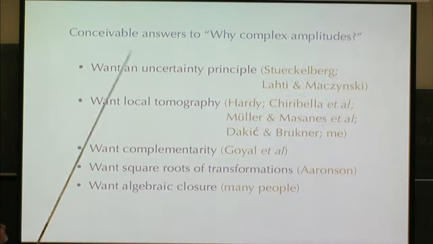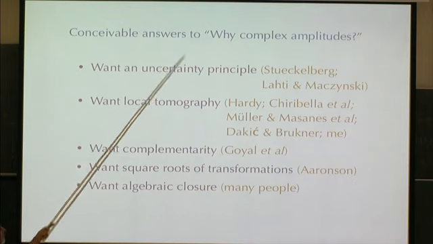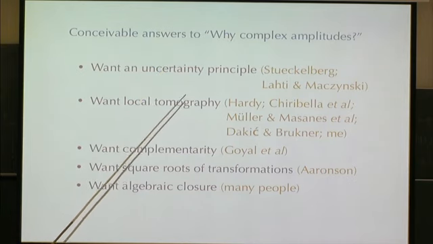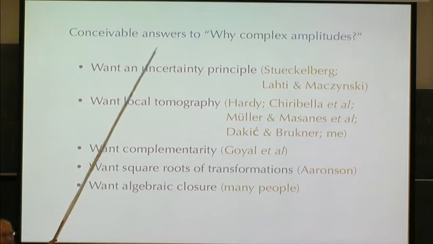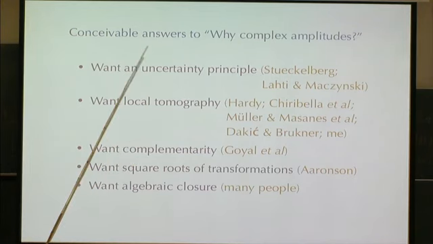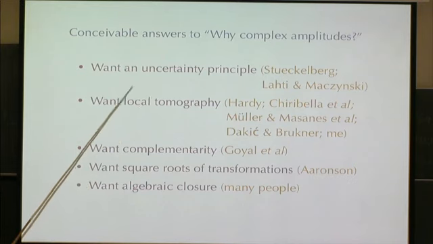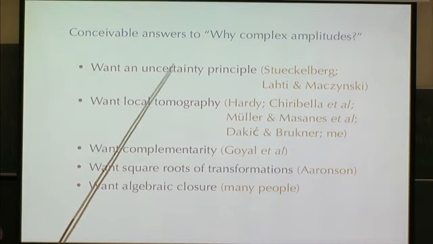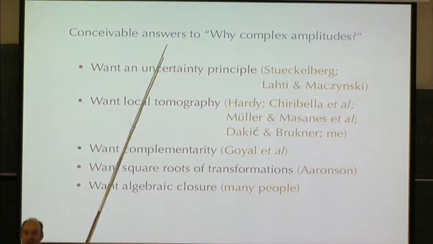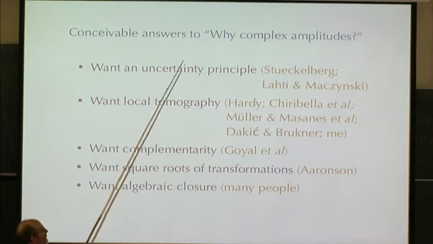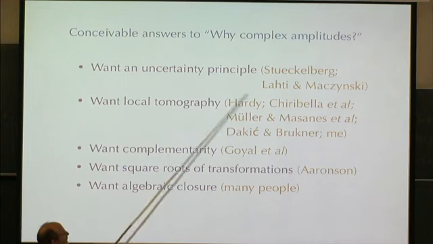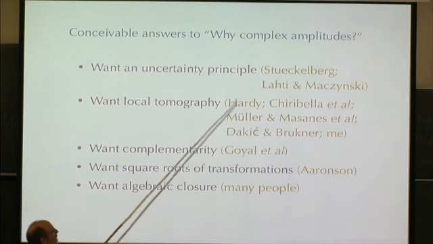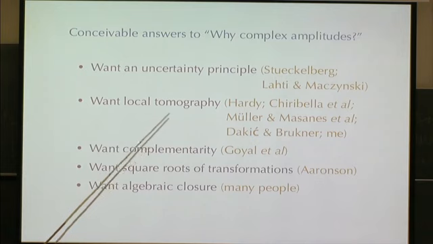Well, people have certainly posed answers to the question, why complex amplitudes? You could say because we want some property of our physical theory. For example, Stueckelberg said you want to have an uncertainty principle of a certain form. He tried doing it with real numbers. It didn't work, so he had to complexify his theory to make an uncertainty principle. Latí and Machinsky also did something along those lines.